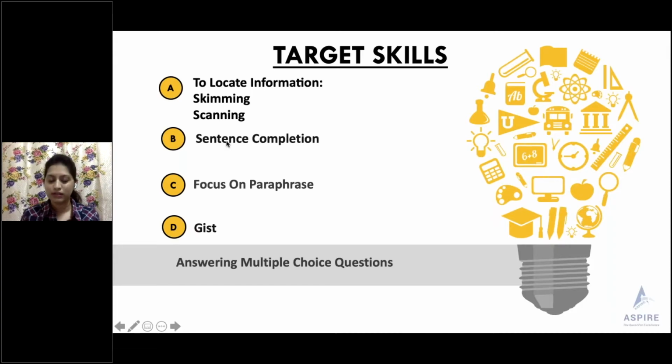Whenever there is a gap in the sentence, you look at it and ask yourself what type of information is missing. I'll give you a clear example in the next few slides, so just bear with me. What happens is you select the keywords in the sentence around the gap and you scan for keywords or synonyms in the passage.